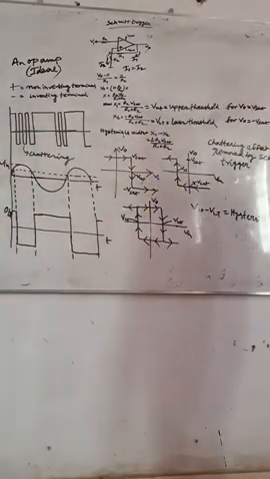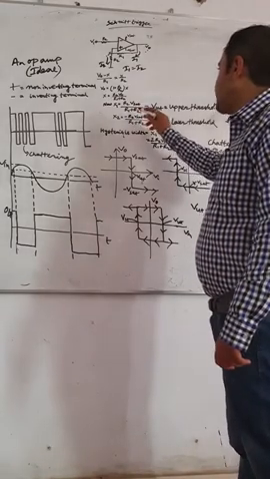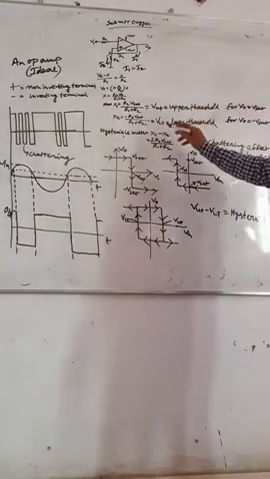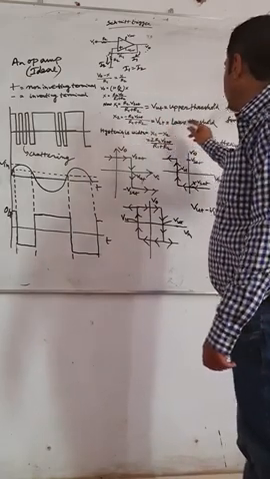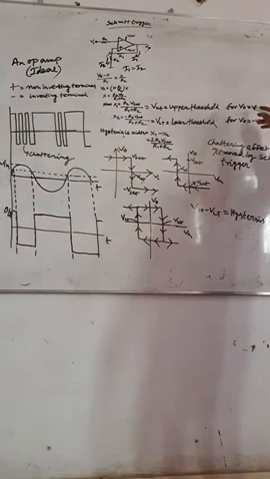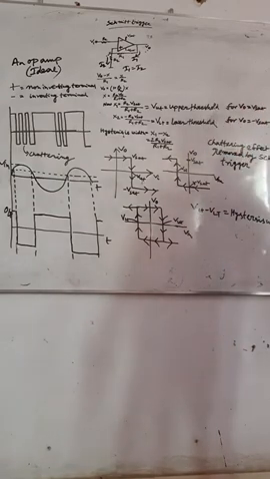How to obtain the upper threshold voltage? R2 into V sat divided by (R1 plus R2). This is called the upper threshold. And minus R2 into V sat divided by (R1 plus R2) is equal to the lower threshold. When V0 is V sat, that is the upper threshold. When V0 is minus V sat, that is the lower threshold.